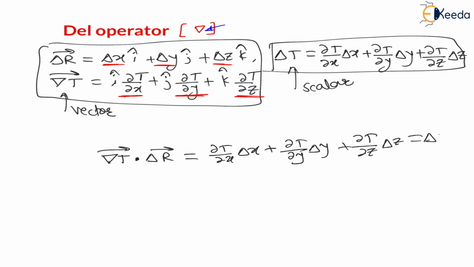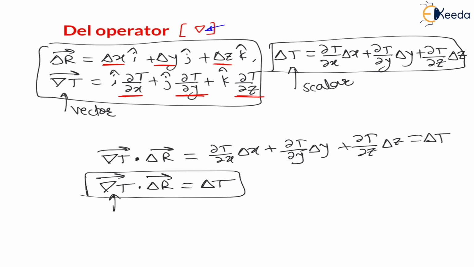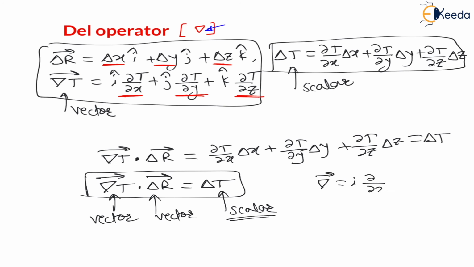And this is nothing but del T, which is a del operator T, dot change in r vector, which will be equal to change in temperature, which is a scalar, right? This del operator is a vector, this change in distance or displacement is a vector, and here change in temperature is a scalar, this is called a dot product. So my dear students, this del, which is nothing but the del operator, is nothing but i dou by dou x plus j dou by dou y plus k dou by dou z.